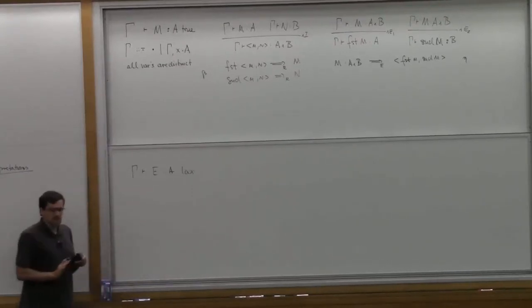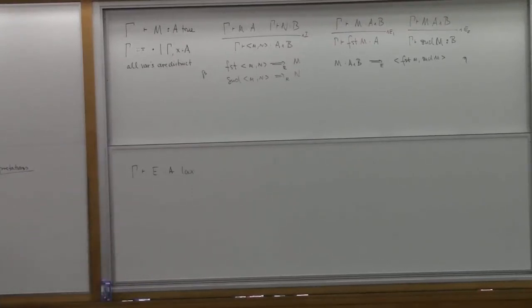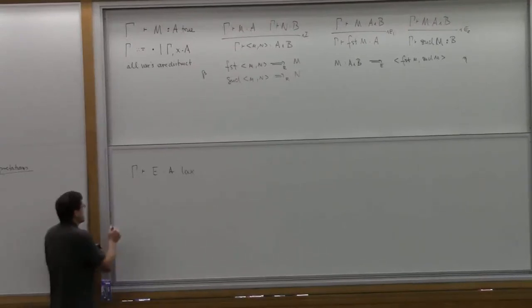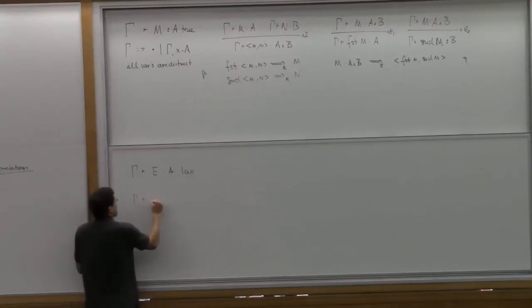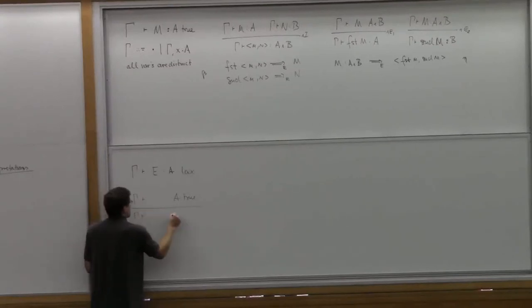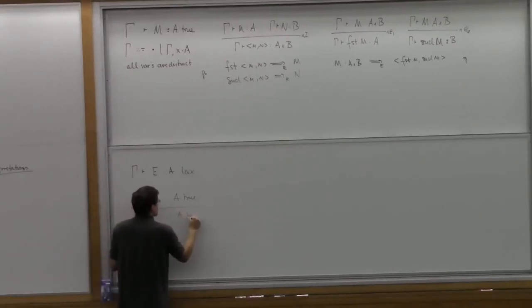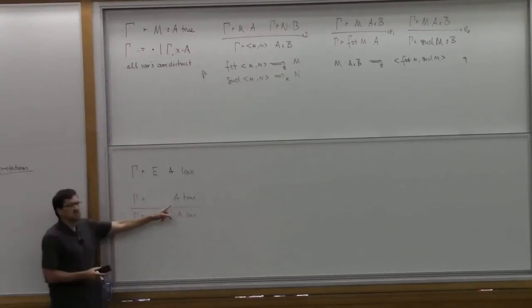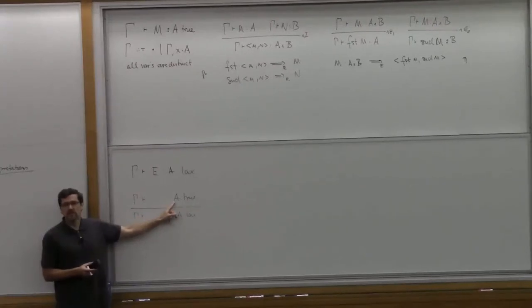Now I should say that lax truth should be a derived notion from the notion of truth and the inference rules that I give. So the first thing I'm going to tell you is, if A is true, then A is true in this lax sense. This is a much stronger promise. This means I really have a proof, and that means I may have a proof. Obviously this is stronger than that.